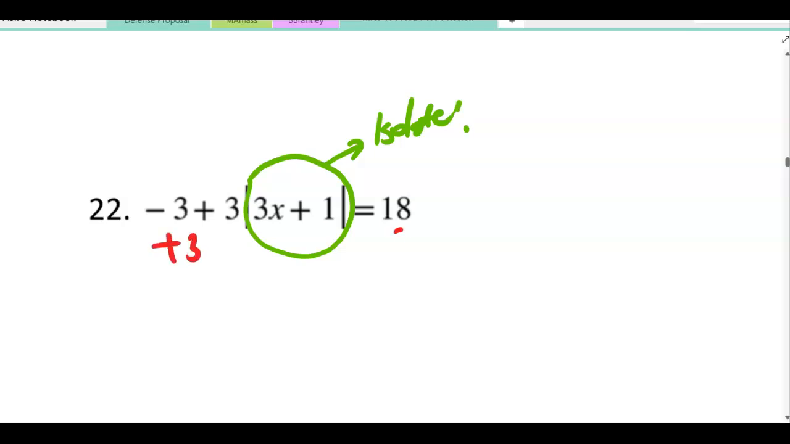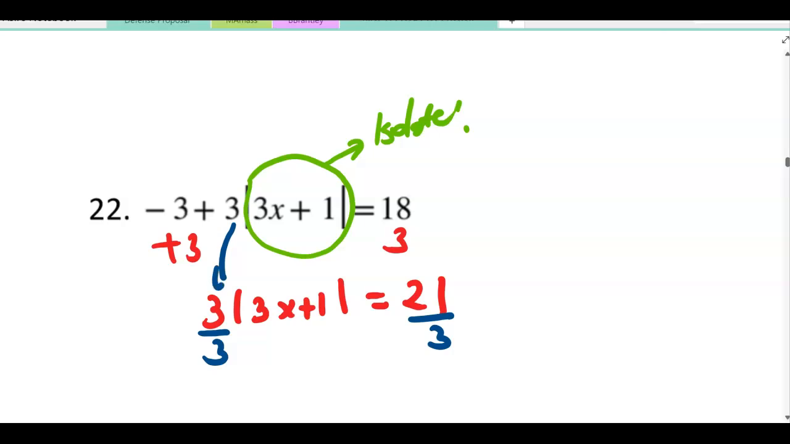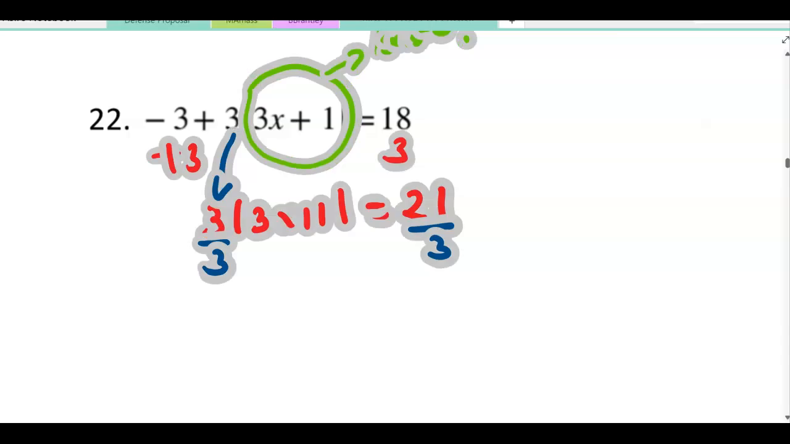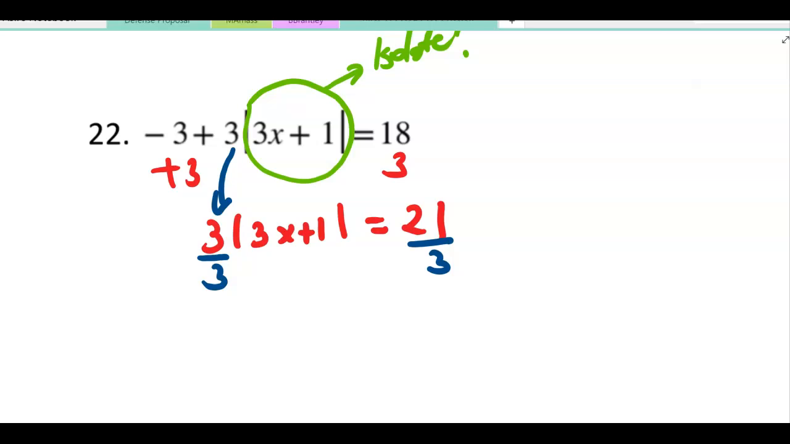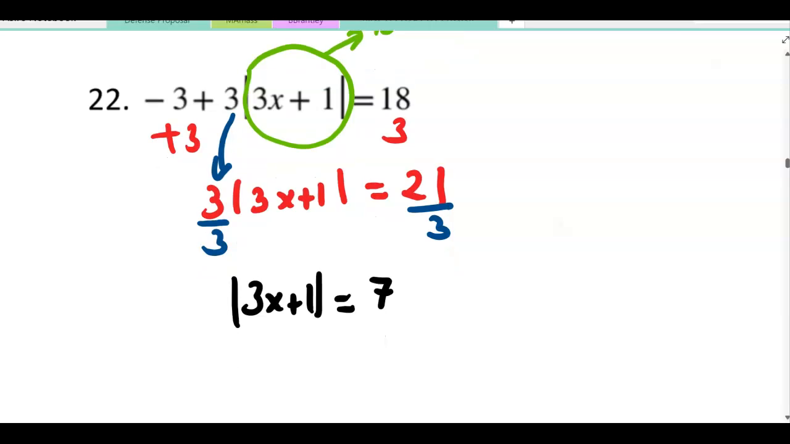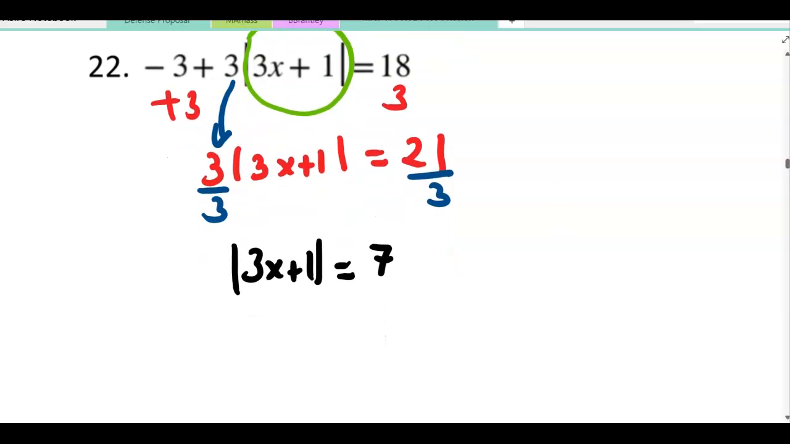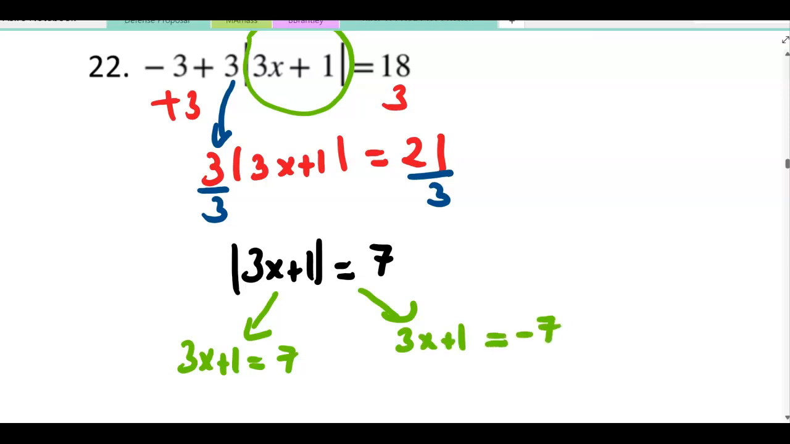Okay, so what do we do for that? We add 3. So that will be 3 absolute value of 3x plus 1 equals 21. And then we divide both sides by 3, just because of this 3 here. So we should not see anything, just an absolute value. This will become absolute value of 3x plus 1 equals 7, still an absolute value. Now, what does that mean? It means that 3x plus 1 equals 7, or 3x plus 1 equals -7.